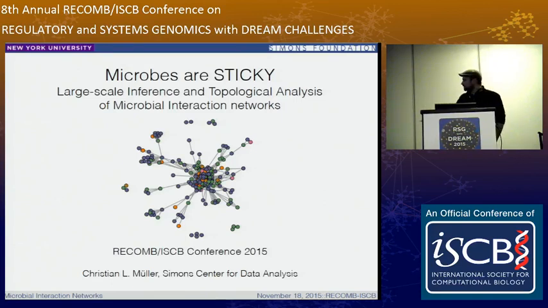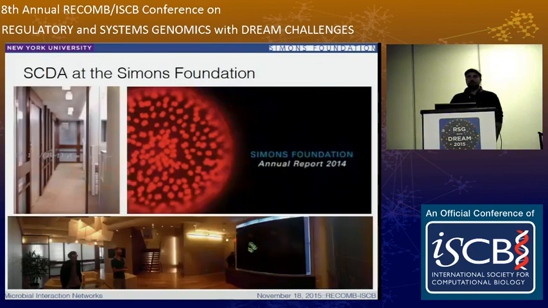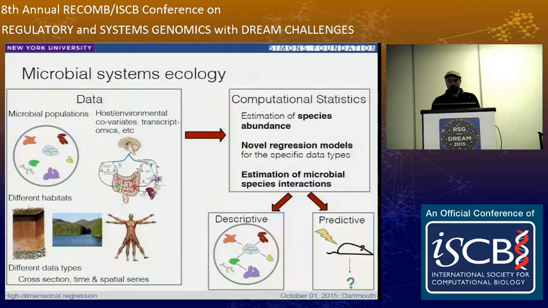So my name's Christian. I'm at the Simons Center for Data Analysis, and for those of you who don't know us, we are within the Simons Foundation on 5th Avenue and 21st Street. And the idea of the Simons Center for Data Analysis is to design algorithms for biology. Okay, so we are very interested in algorithmic design and computational methods that are useful in biology. If you want to know more, there's the annual report.